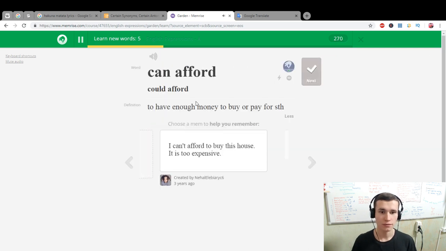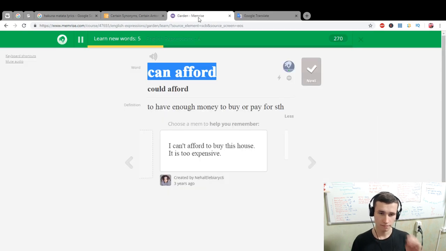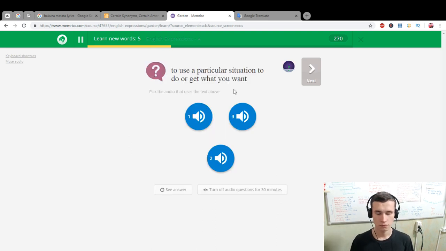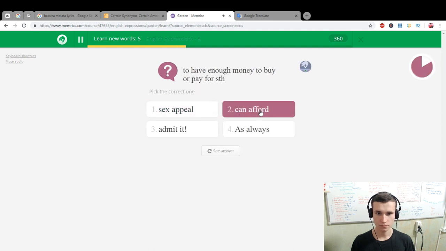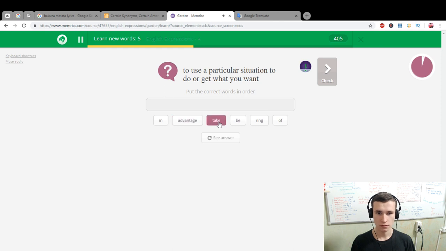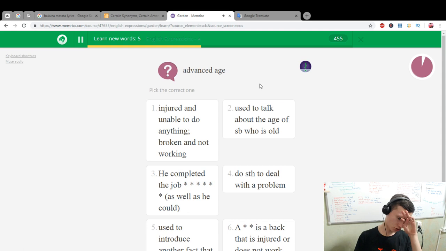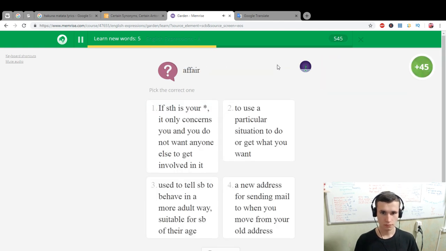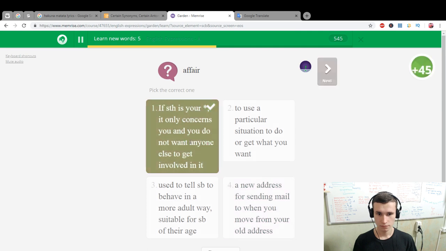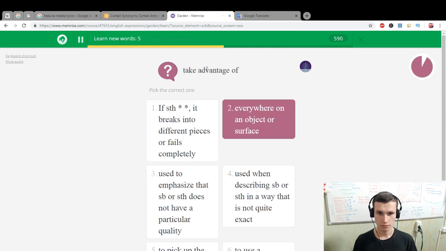Can afford: to have enough money to buy or pay for something. Can afford. Okay. From afar. Can afford. Take advantage of. Advanced age is for people who are old. From afar. Affair. Take advantage of.